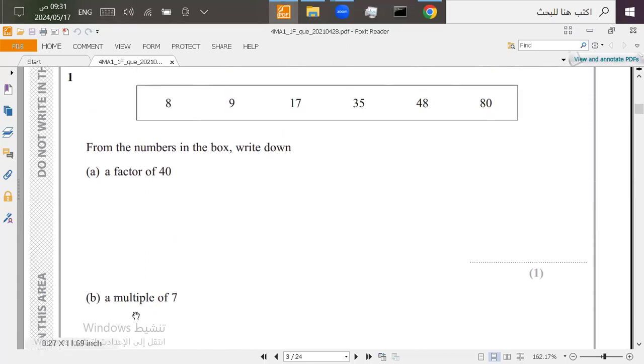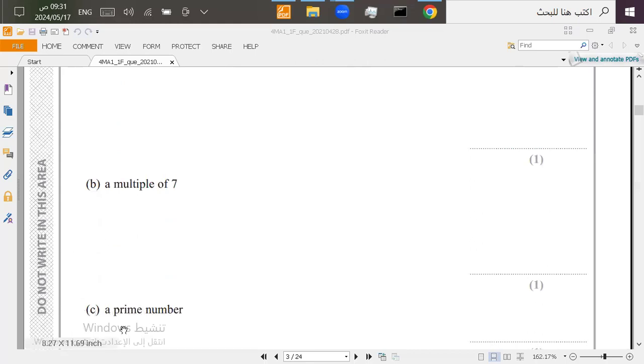Second question, a multiple of 7. A multiple of 7 means the numbers in the 7 times table. So we have 7, and then 7 times 2 is 14, 7 times 3 is 21, 7 times 4 is 28, 7 times 5 is 35, and it goes on like this. Now, the number that we have which is a multiple of 7 is 35. So the answer is 35. Okay, so you have to write it down. Now, let's move on to the next one.